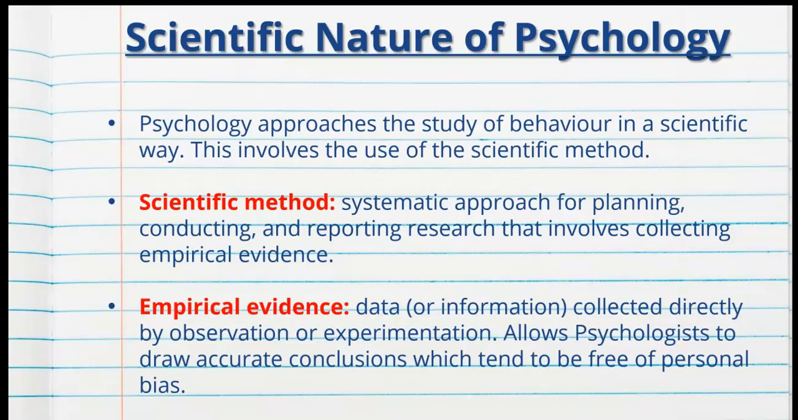There are different things, obviously, we have to consider, like ethics, but I'll talk about that in another video. The scientific method, however, is applied in psychology because, of course, it's a science. Now, the goal is that we obviously collect empirical evidence. Empirical evidence is data or information that's collected directly by observation or experimentation. It allows the psychologist to draw accurate conclusions, which tend to be free of personal bias. In another video I'll go through the different types of data that we collect. That's called research methods. However, the goal is that we collect empirical evidence that is as accurate and reliable as possible, following a systematic approach of the scientific method.